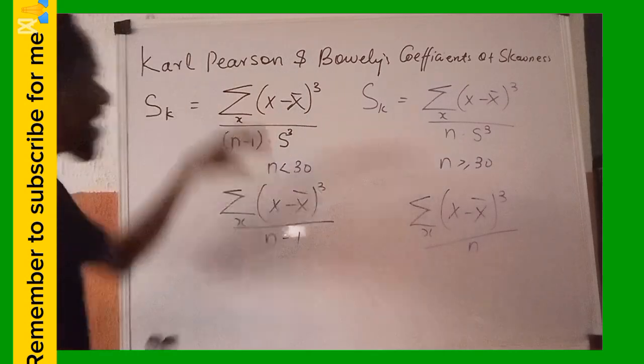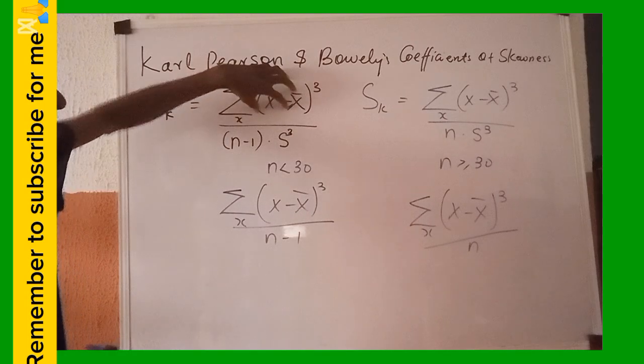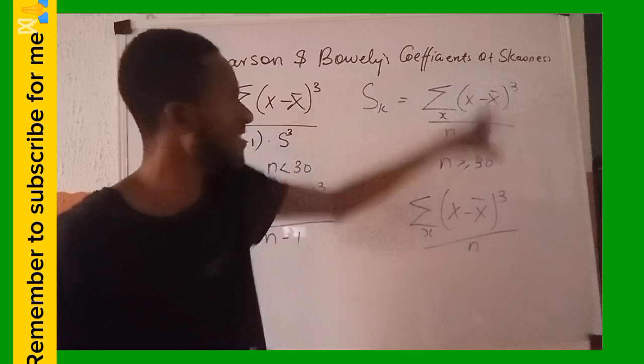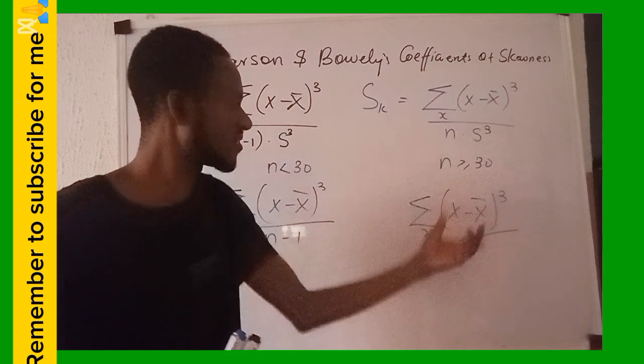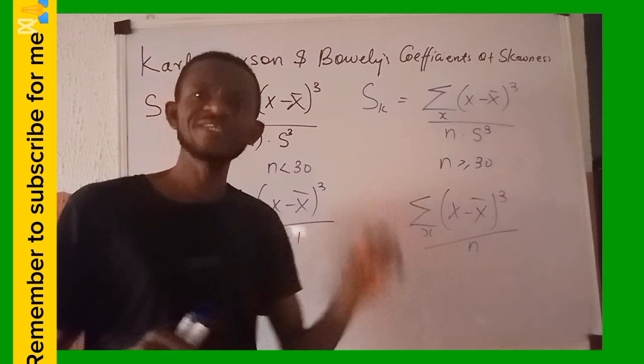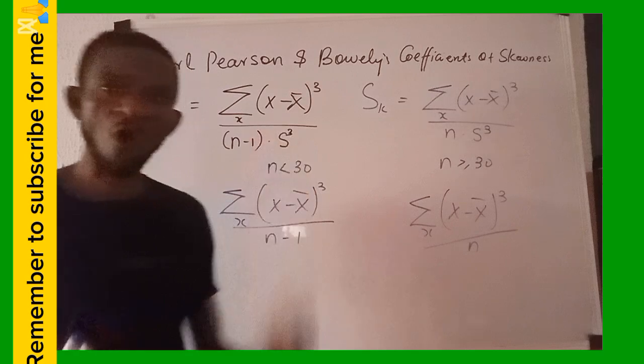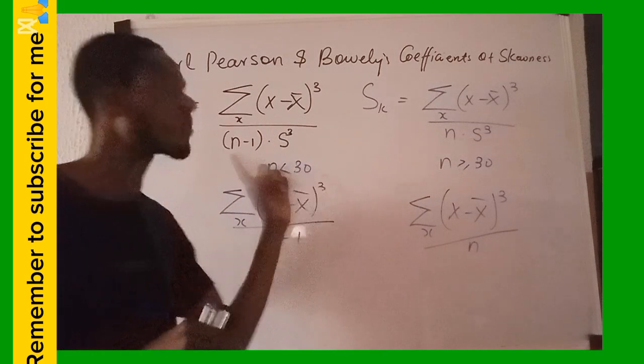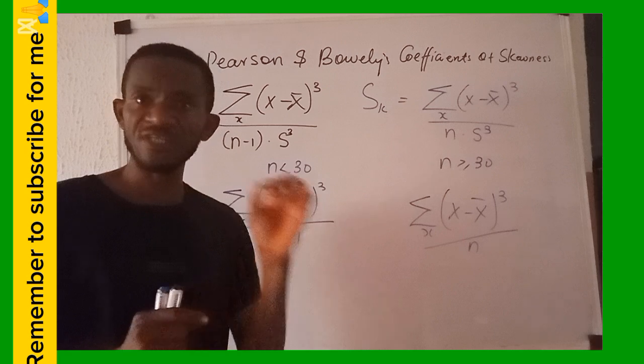And if you watch, what I have in the numerator here is this formula. And what I have in this numerator here, aside from s raised to power 3, is this formula. And that is the reason why some people call the measure of skewness the third moment.